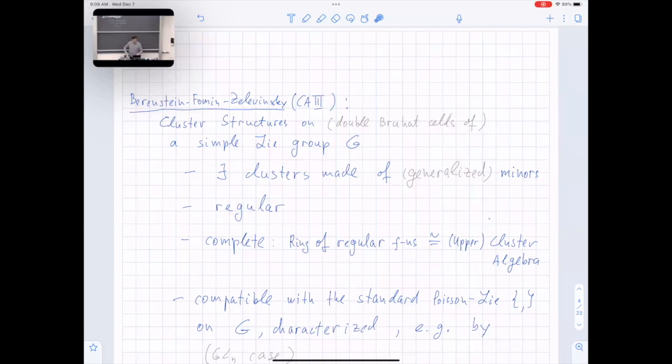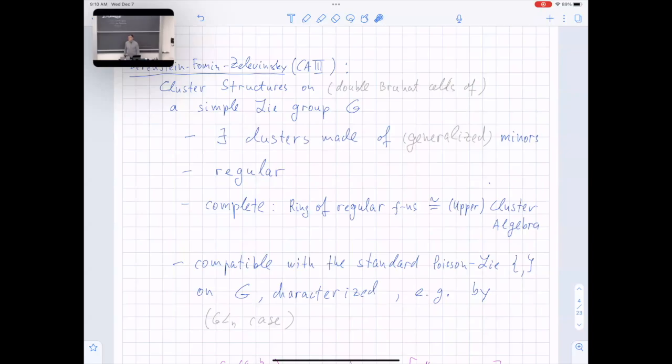So on the group G itself. So first of all, these coordinate charts here, we will call them clusters now. Many of them are made of minors, if we're talking about SLN or GLN, or generalized minors in other simple Lie groups. All the variables obtained through this Laurent polynomial transformations remain regular. It is a complete cluster structure, so in a sense that the ring of regular functions is isomorphic to the so-called upper cluster algebra, but we will talk about this later. So cluster algebra is generated by all the functions in all these charts. And upper cluster algebra is a little bit larger.